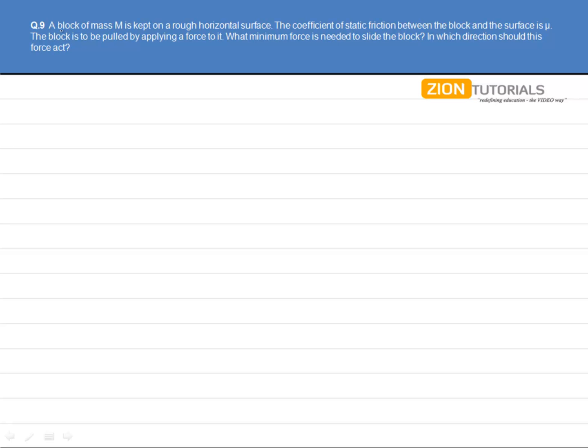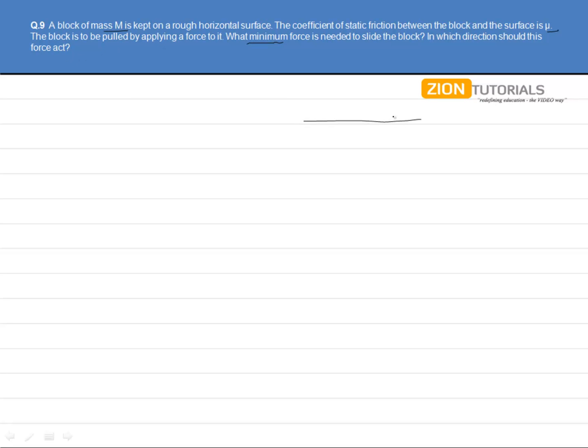As the question says, a block of mass m is kept on a rough horizontal surface. The coefficient of static friction between the block and the surface is mu. The block is to be pulled by applying a force to it. What minimum force is needed to slide the block? In which direction should this force act?